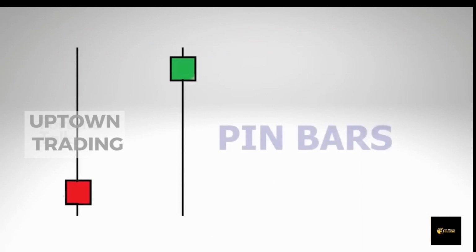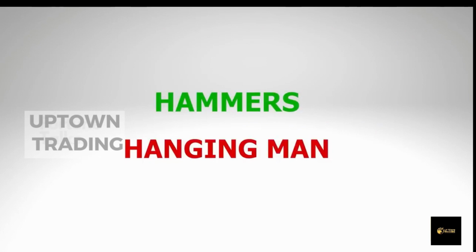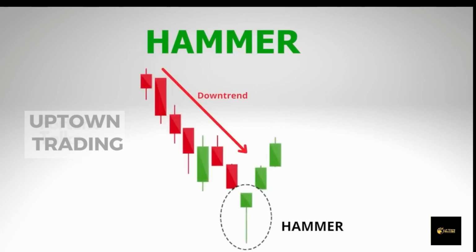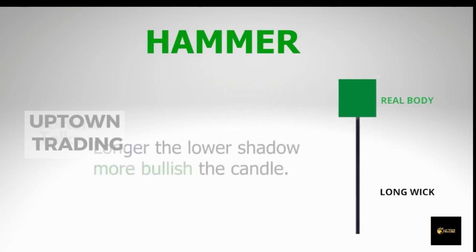Now let's look at the second category of candlesticks, the pin bars. The first category of pin bars are the hammers and hanging man. Talking about hammers, a pin bar is said to be a hammer when it appears at the bottom of a downtrend. The hammer consists of a small real body at the upper end of the trading range with a long lower shadow. The longer the lower shadow, the more bullish the pattern is.